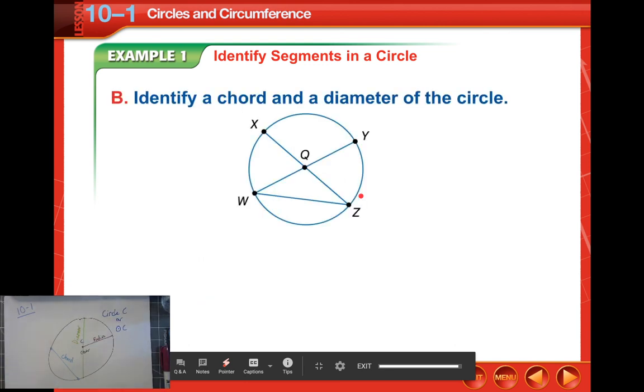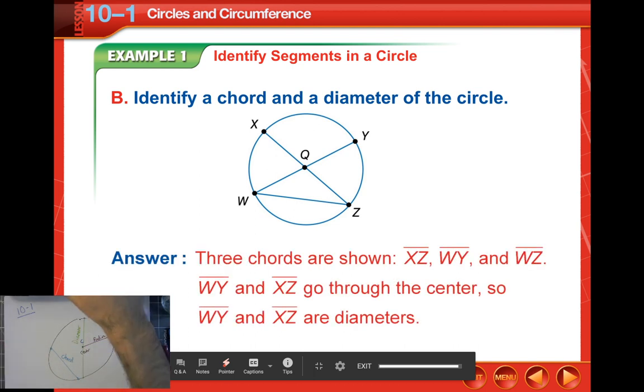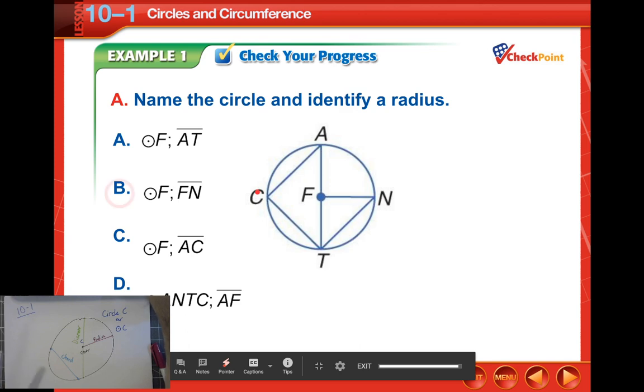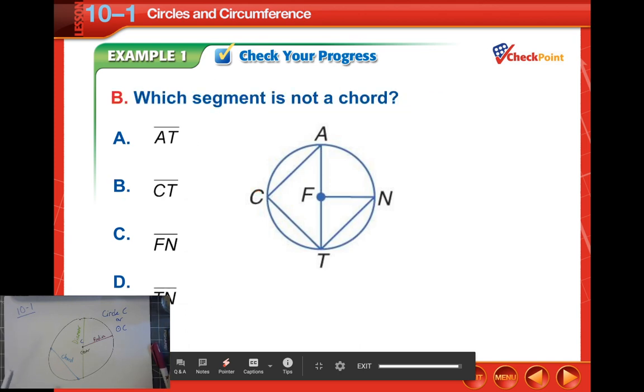Identify a chord and a diameter of this circle. So there's actually 3 different chords and 2 different diameters. The different chords are from X to Z, W to Y, and W to Z. And then the diameters are these right here, going through the center. Pretty simple. This is circle F, radius FN. Not a chord, that would be the radius again, FN.